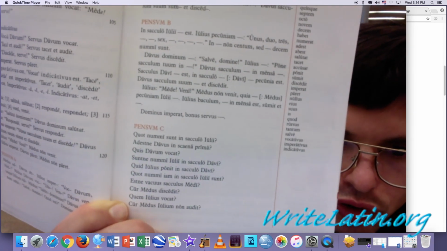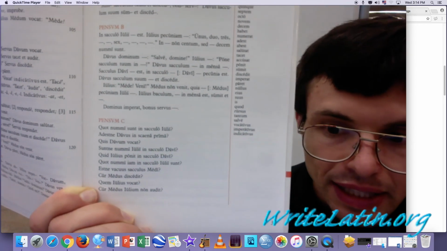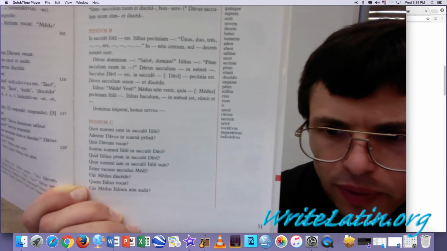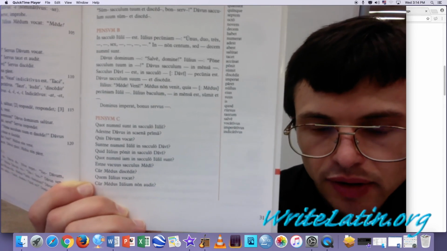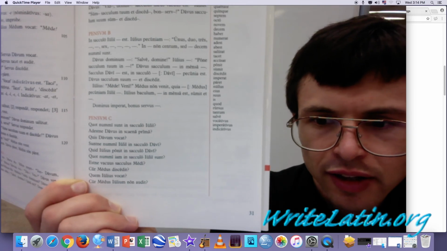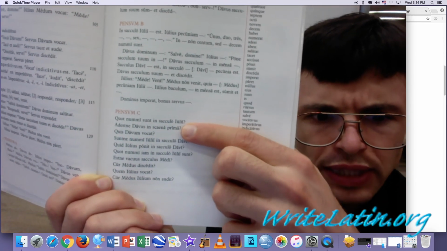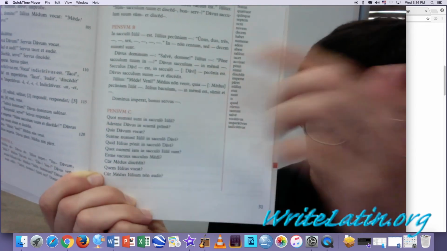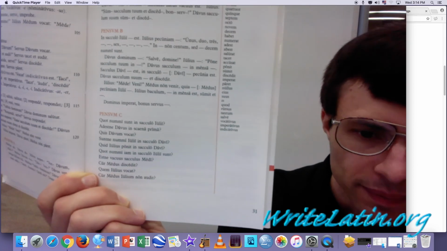Okay, so you have to read this. Quot nummi sunt in sacculo Iulii? And figure out what that means. How many coins are in Julius's sack? And then write an answer in Latin, such as, in sacculo Iulii sunt septem nummi, seven coins, something like that.